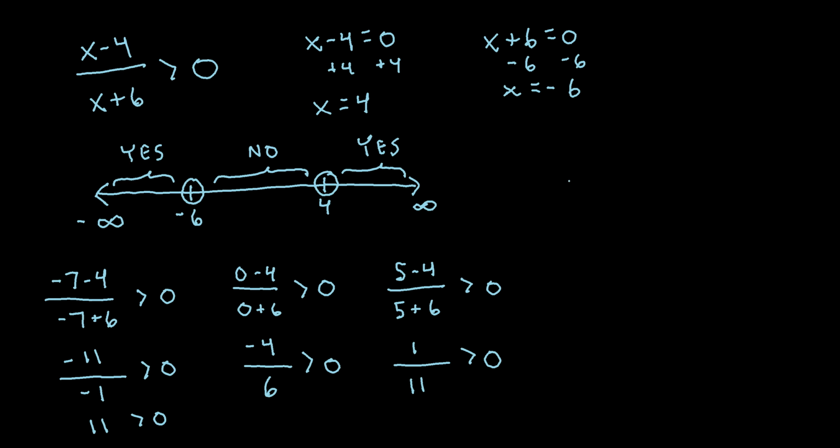So if we wanted to write our answer in interval notation, we could write negative infinity up to negative 6, and we'll write a parentheses to indicate that negative 6 is not part of the valid solutions, union with 4. Remember, we use a parentheses again to indicate that 4 is not part of the valid solutions, up to positive infinity. So these are the values for x that we're allowed to plug in here to make this expression true.